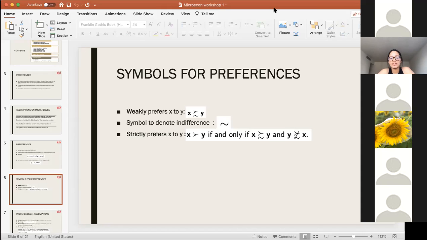If you are just indifferent, like you don't care whether it's X or Y, they're interchangeable, for example cheese and tofu for some people, you just use the indifference squiggly line. But if you strictly prefer X to Y, like you will not take Y, it doesn't work for you. For example, if you're vegetarian and X is tofu and Y is, I don't know, chicken, which is a bad example, but basically Y is not good for you and you will just not use it. So we denote it like that.